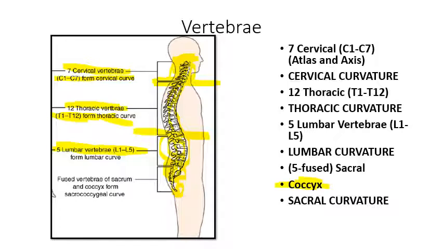Right. Okay, so this area here where the 7 cervical vertebrae curve inwards concavely is referred to as the cervical curvature. Then we have the thoracic curvature, which is a convex curvature. Then we have the lumbar curvature, which is concave, meaning bending inwards instead of outwards. And then the sacral curvature, which is again a convex curvature.